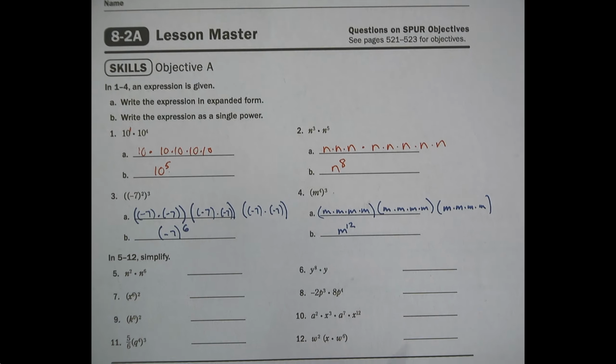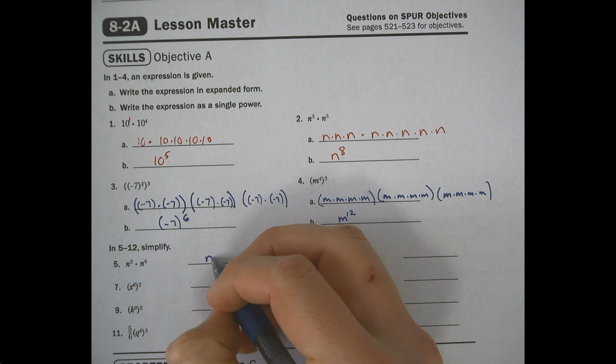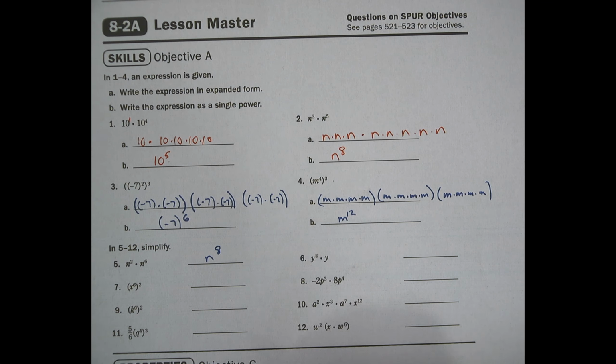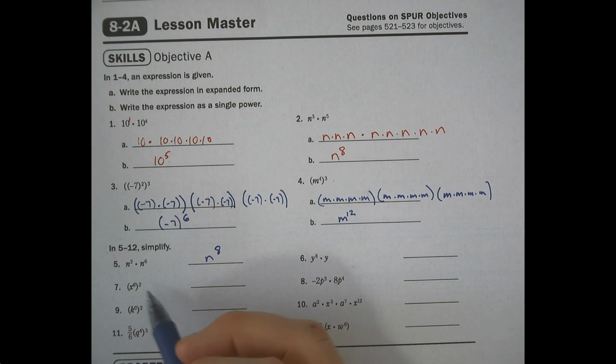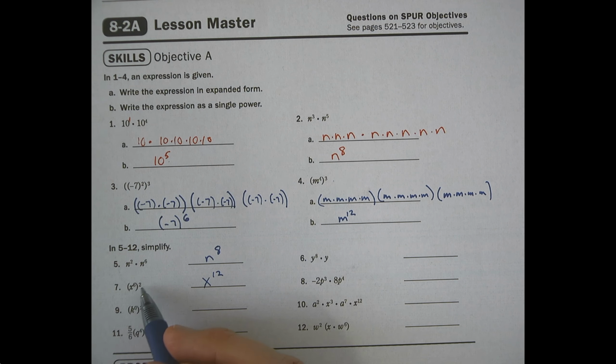So as we move down to number 5, similar bases being multiplied, that means we add the exponents. So this is n to the 8th. I'm going to move straight down. Now I have a power being raised to a power. So this is n to the 6th twice. So I'd have 6 x's times 6 x's, which would be altogether 12 x's. So the property says I can multiply when I'm raising a power to a power.